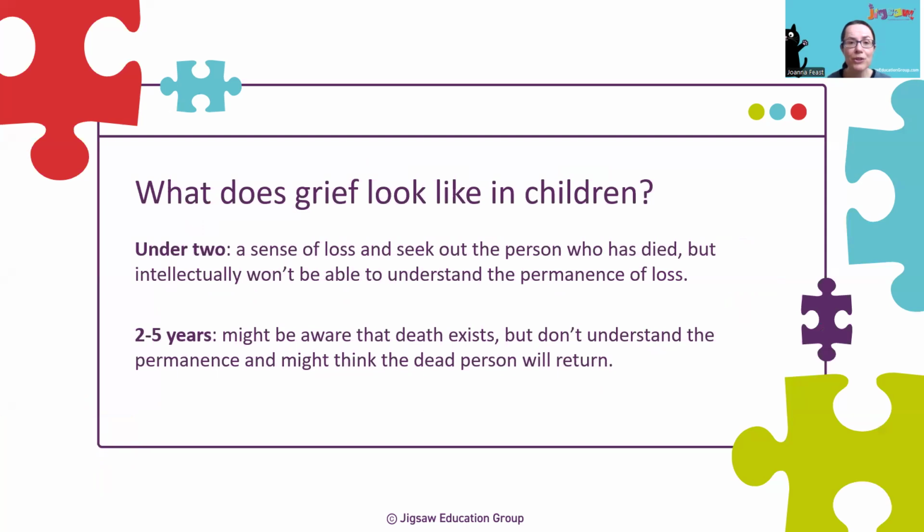I thought it might be useful to explore and explain a little bit about what grief might look like in children. How might it affect their behaviour? So for the very young children, a sense of loss may be felt, and they may seek out the person who has died. But obviously, intellectually, they won't necessarily be able to understand how permanent that loss is. For children slightly older, between the ages of 2 and 4, which may include children at school, they might be aware that death as a concept exists, but again don't necessarily understand how permanent it is, and they may think that the dead person will return.